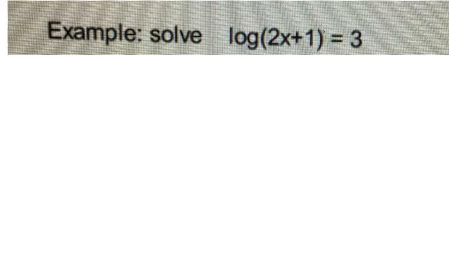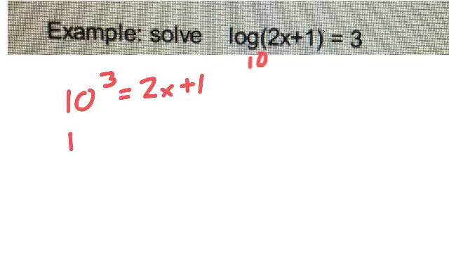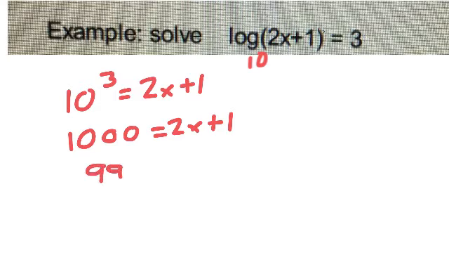So on this one, I'm told to solve, so I want to get x by itself. The x is stuck in the argument. So I would rewrite this from logarithmic to exponential. So there is no base, so it's an understood base of 10. So 10 to the third equals 2x plus 1. So 10 to the third is 1,000. Then we would subtract by 1. And then divide by 2.